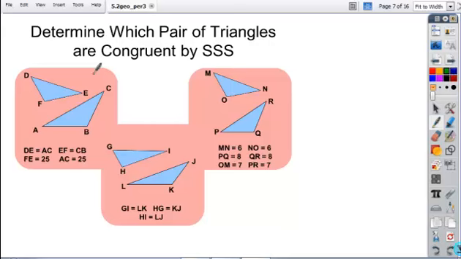If I was looking at this set right here, based on the information, if you're told that DE and AC are equal, FE is 25, AC is 25, and then finally EF and CB are equal. Is this enough to show that these two triangles are congruent?